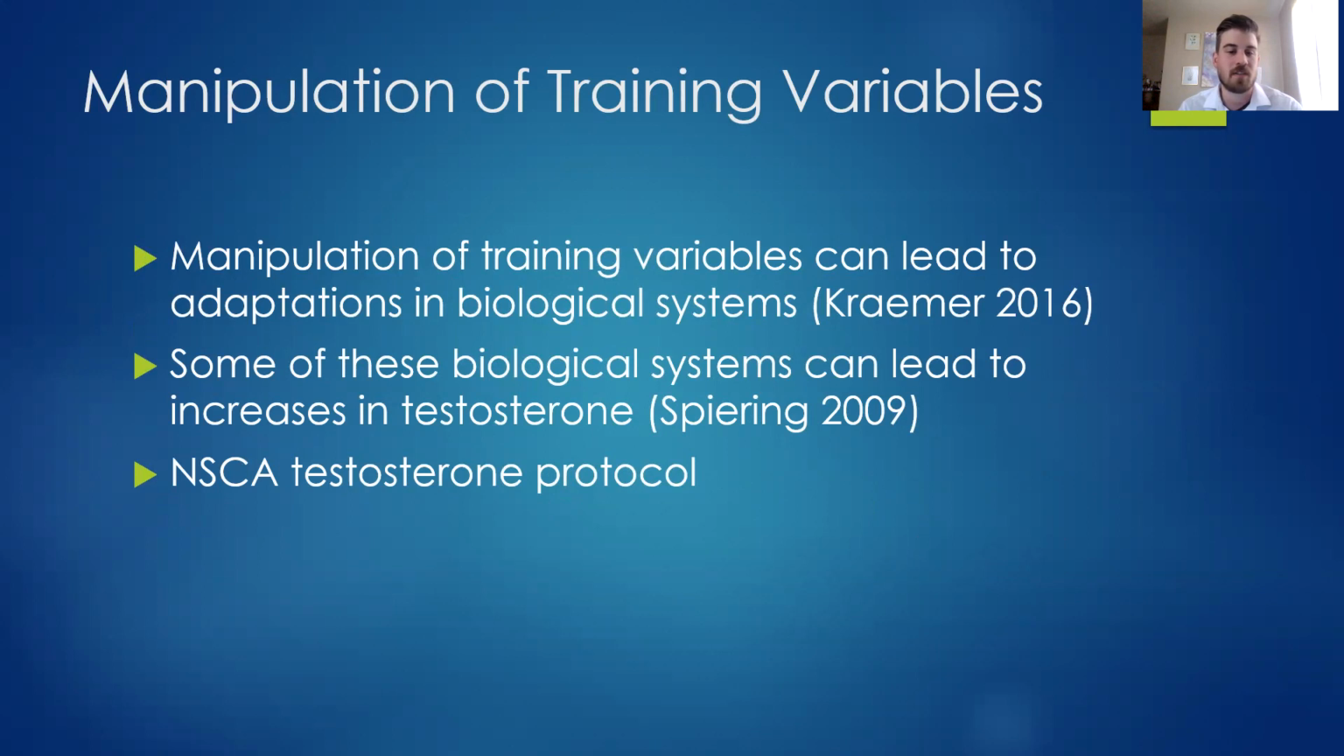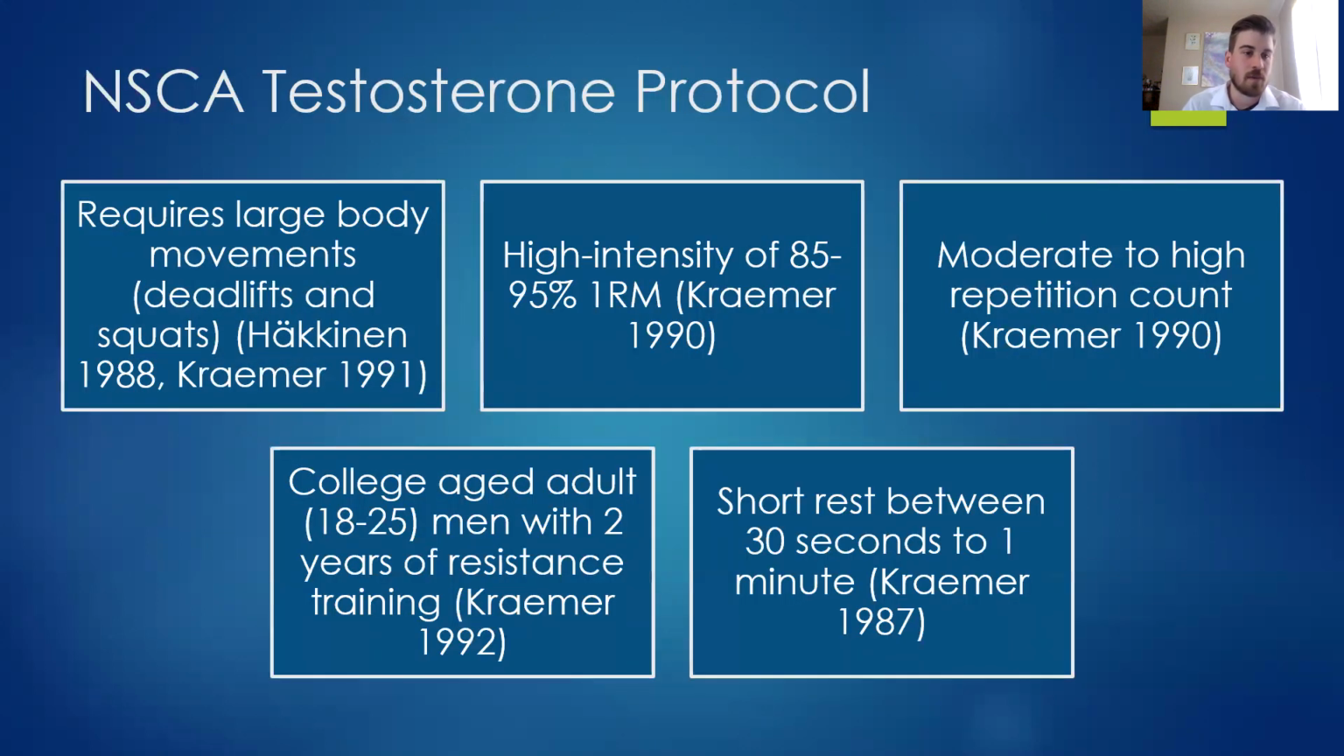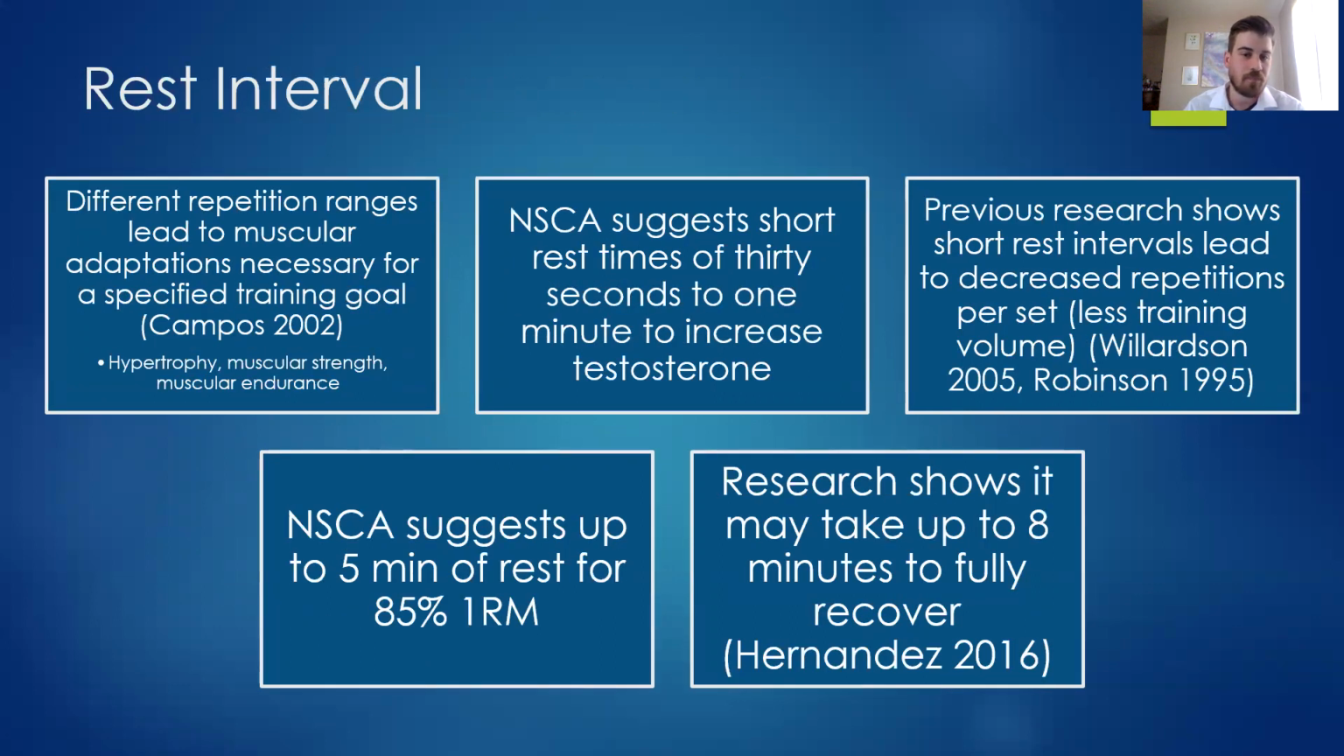Some of these biological systems can lead to increases in testosterone, and the NSCA created a testosterone protocol. And the protocol shows that it requires large body movements such as deadlifts and squats, high intensity of 85% to 95% 1RM, moderate to high repetition counts, and college-age adults 18 to 25, with 2 years of resistance training and a short rest period between 30 seconds to 1 minute.